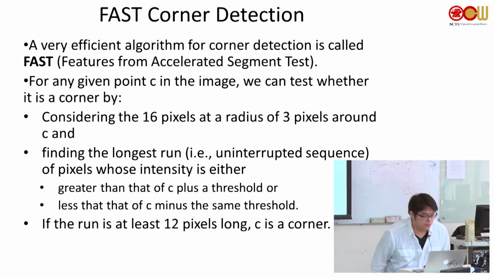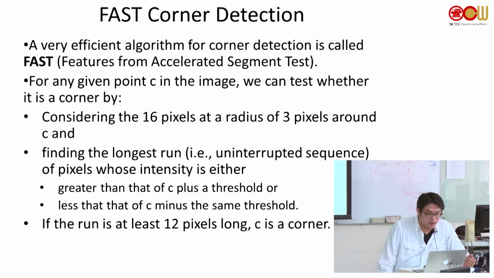So the first one, I like this feature detector. The reason is that it is very fast, so it's feasible for many robotic applications compared to other features. The full name is Features from Accelerated Segment Test. Let's take a look at how the algorithm tries to find the corners.